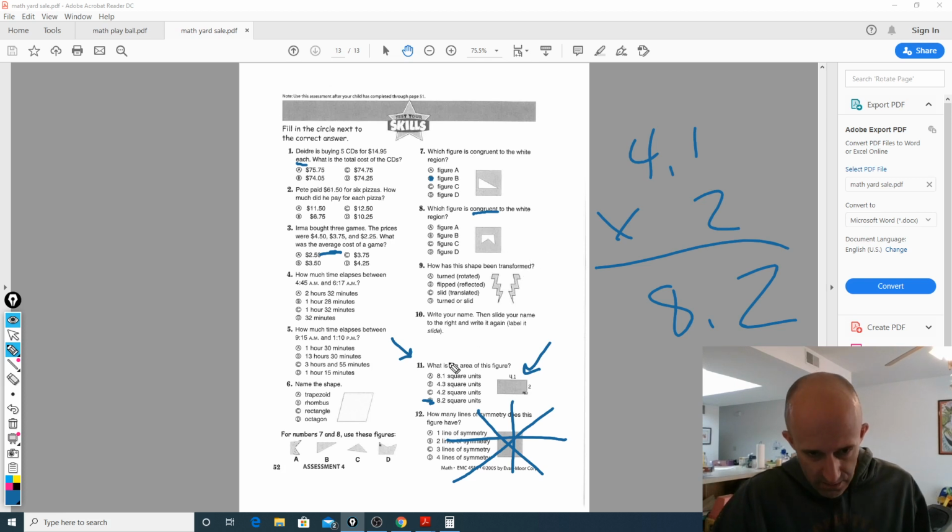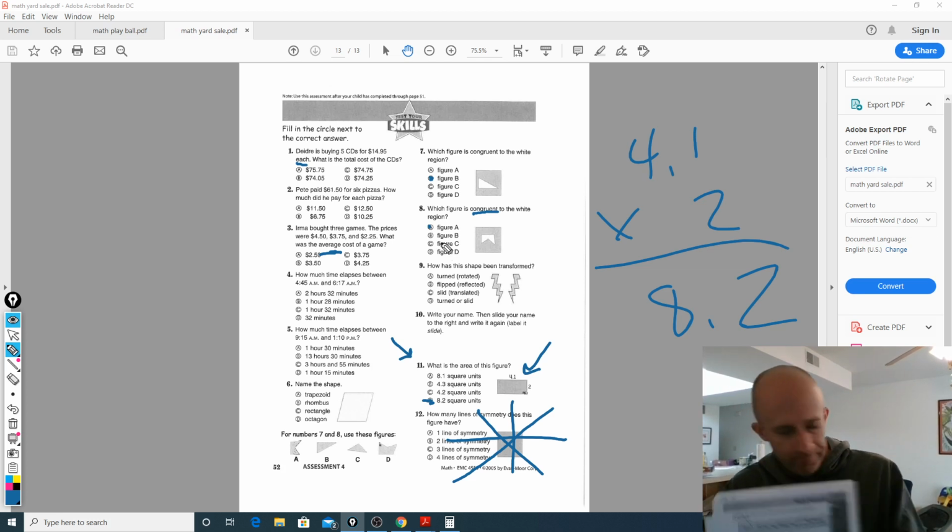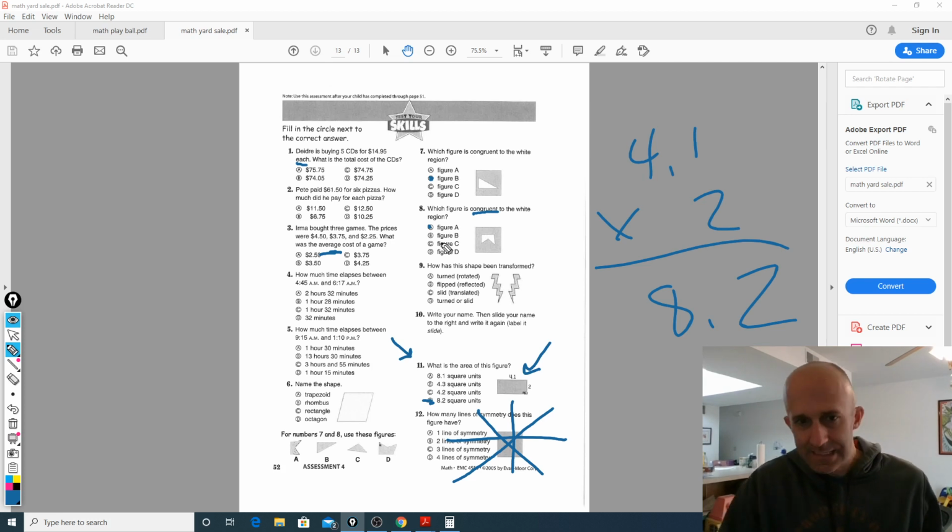Which figure is congruent to the white region? You have to kind of look, and from my look here, that should be A. It should be A. Just trying to mentally do it myself. Yeah. Good. But that is that.